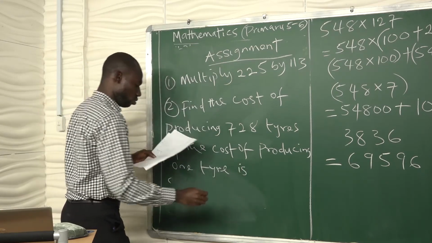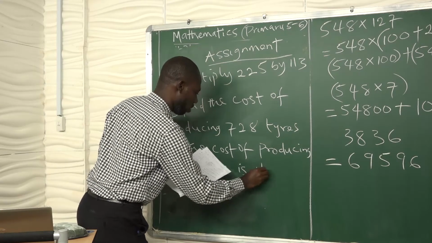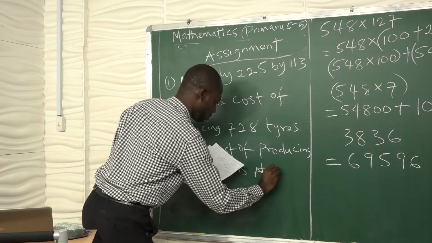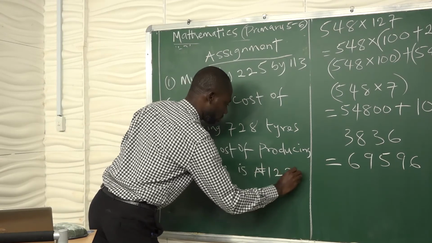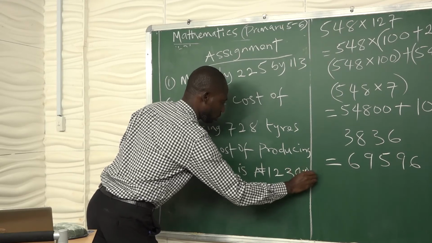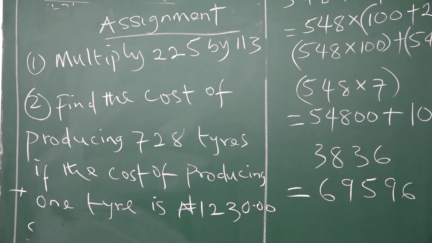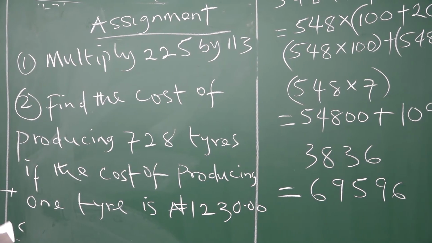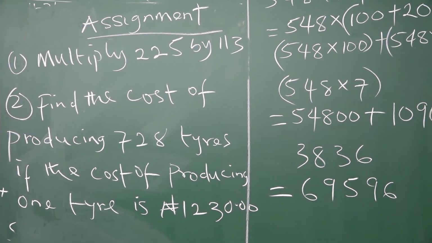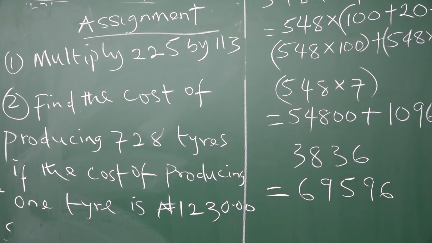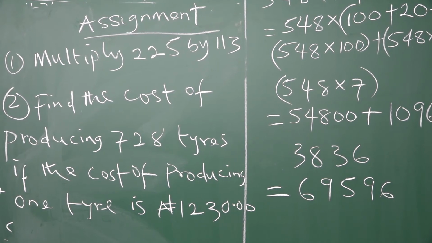So number 2 is a form of word problem. So the first question is to multiply 225 by 113. And the second question said, find the cost of producing 728 tires if the cost of producing one tire is 1,230 naira. So it's very simple.